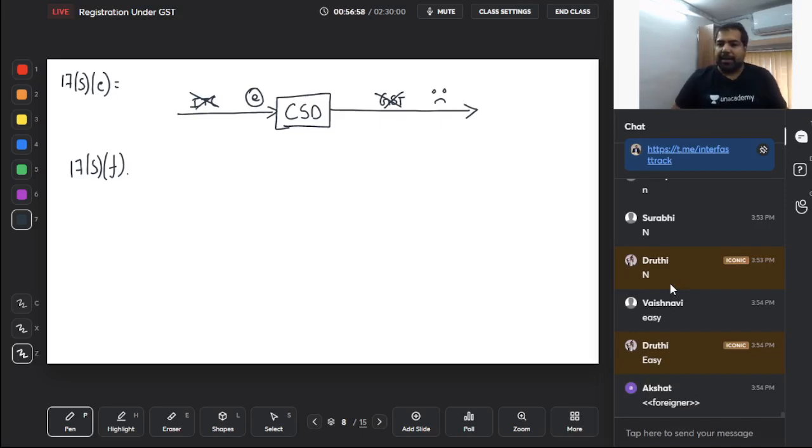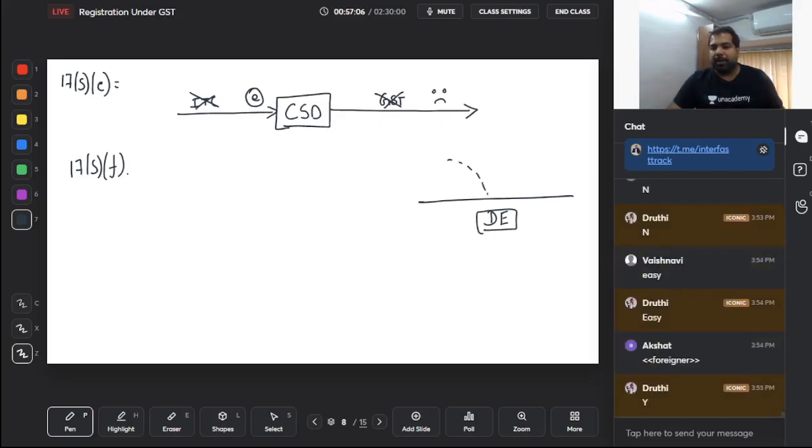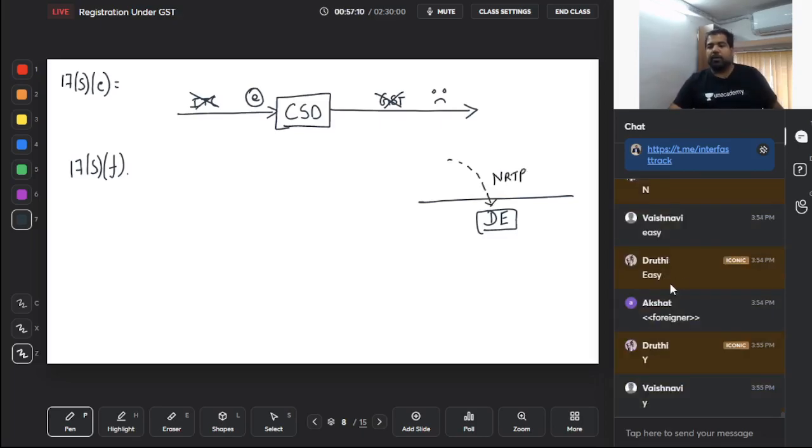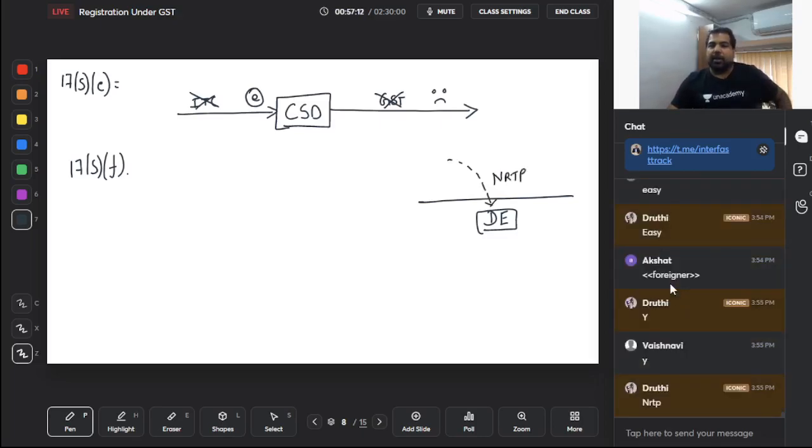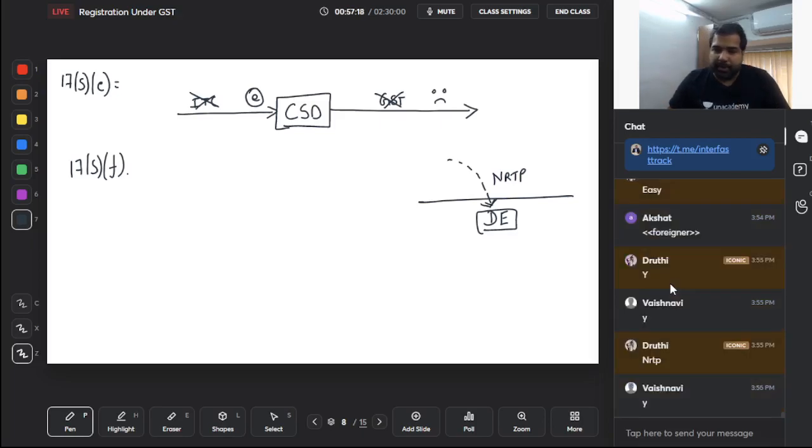Alright, guys, 17.5F. Guys, do you remember the Delhi exhibition? And in that Delhi exhibition, do you remember a foreigner participating called Tesla, NRTP? Then in that case, guys, when he comes to India, does he have to be compulsorily registered? We knew that he has to be compulsorily registered.